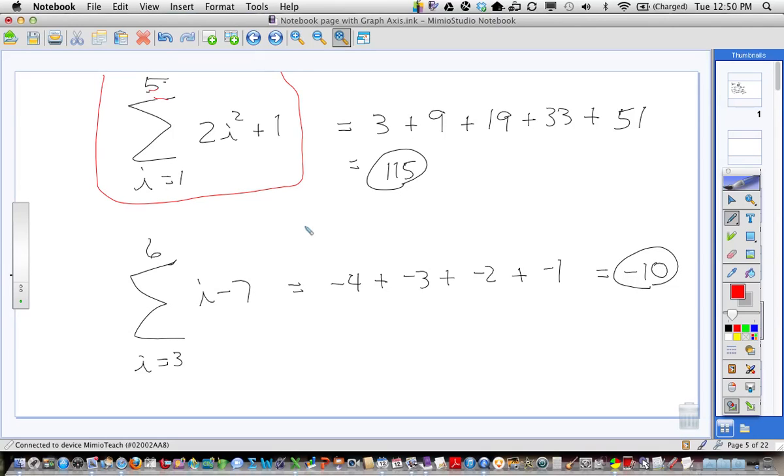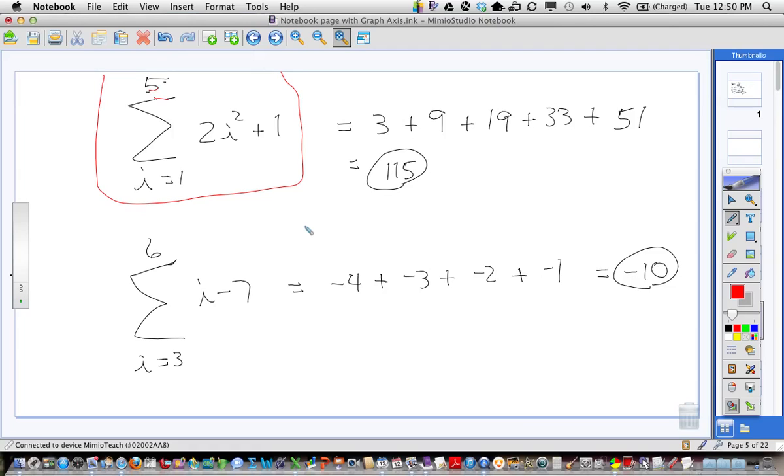Then you let i be a 3, you get 19. You let i be a 4, you get 33. You let i be a 5, you get 51. Then you add them up, because that's what sigma means. Sigma means sum. Sigma means take the terms and add them up. It adds up to 115. So there's going to be some problems in your homework, very simple like that.